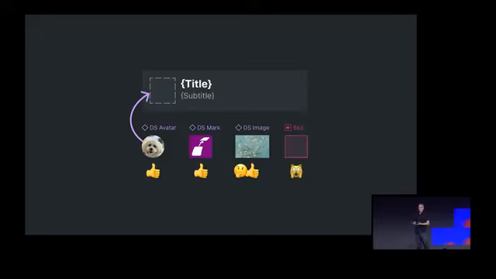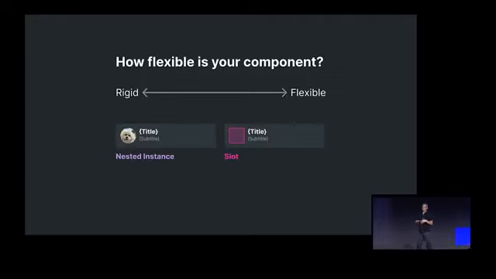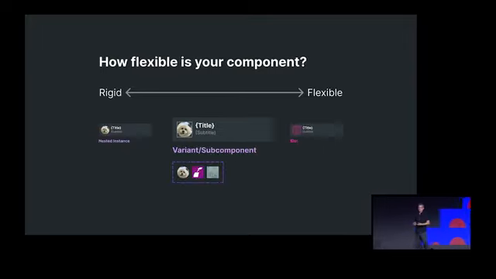It'll be anarchy, right? And so we invoke these questions of rigidity or flexibility of our component. On the left, we have a nested instance. It's only ever going to be an avatar. We can make it that dog by default. Or on the right, we can just put an open slot and let them do whatever they want. If you're thinking in that kind of binary way, as a system, you need to do better. And Figma enables us to do better. In the past, we've actually used variants or subcomponents to provide that range of alternatives, the dog, the mark, or the avatar, the mark, and the image.